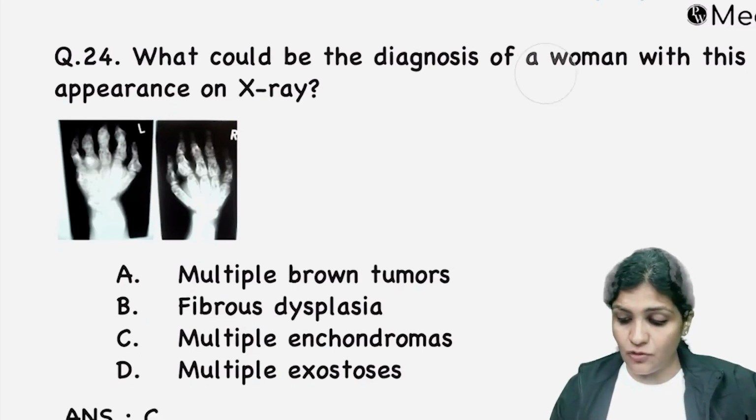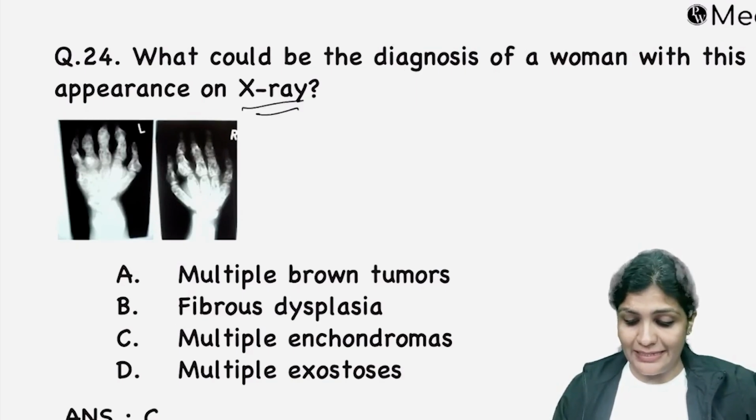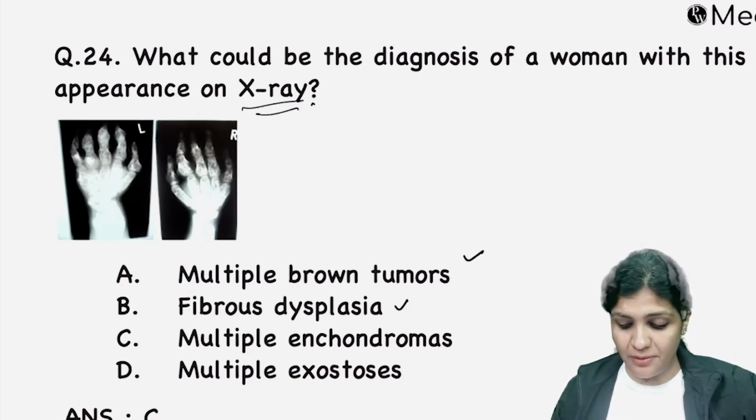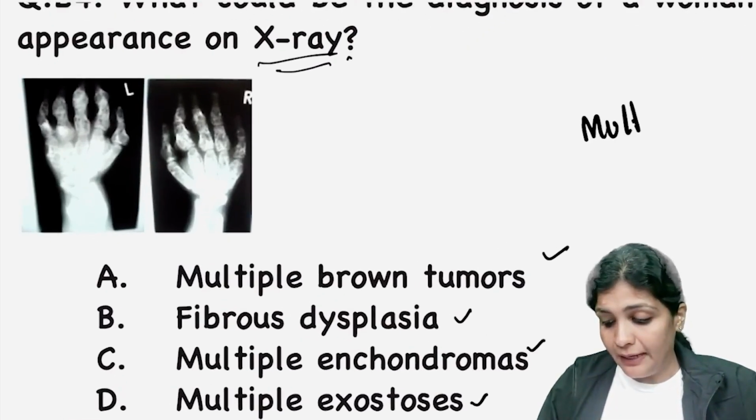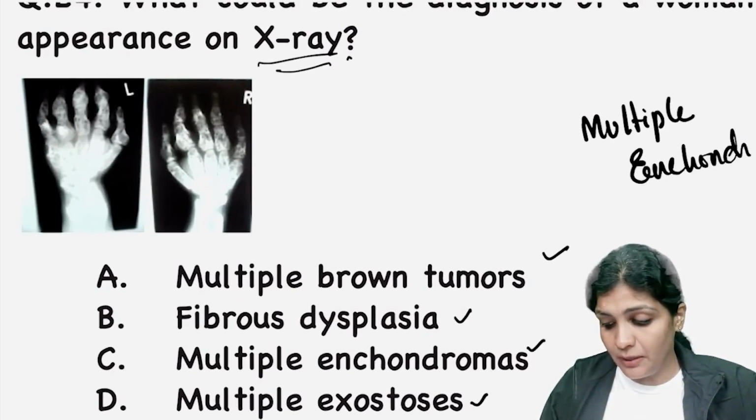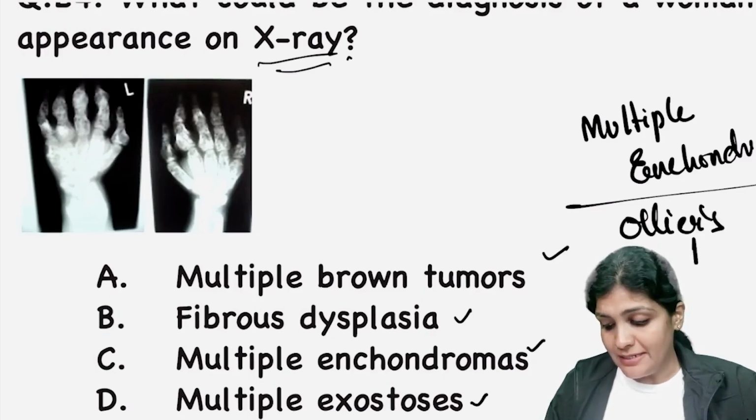Yes. What is this? Question 24. What could be the diagnosis of a woman with this appearance in the X-ray? Is it multiple brown tumors, fibrous dysplasia, enchondromas, or multiple exostosis? Yes, very good. So this is multiple enchondromas. What is the other name of multiple enchondromas? It is called Ollier's disease.